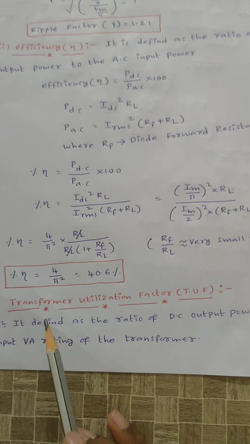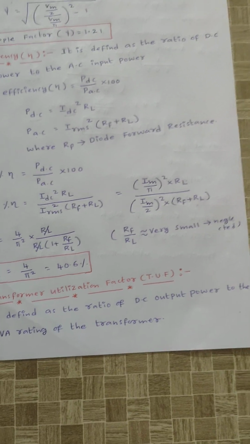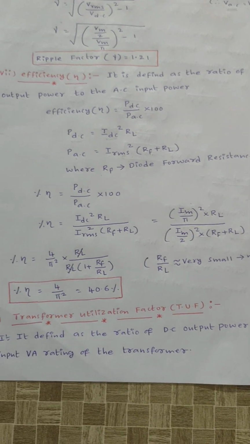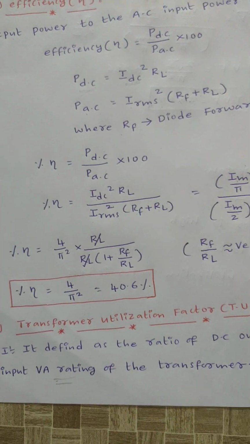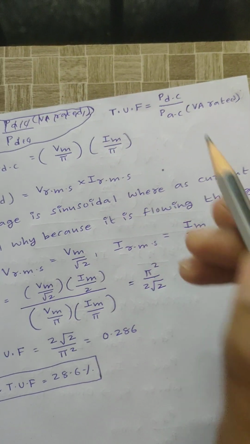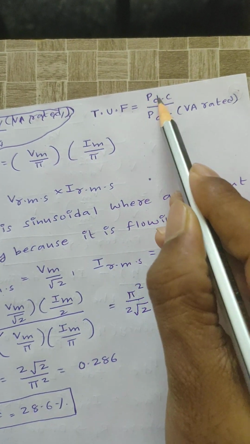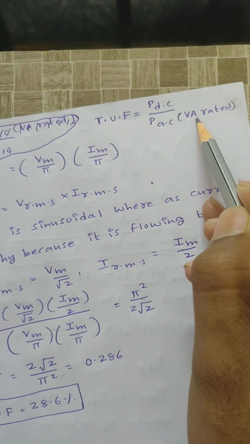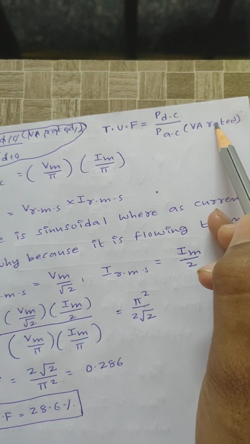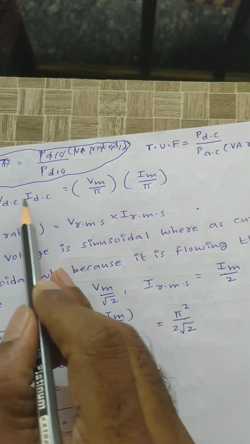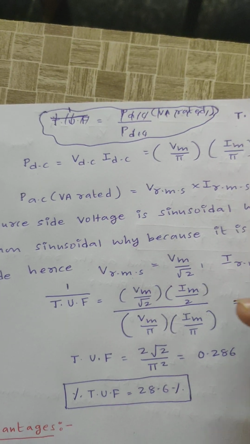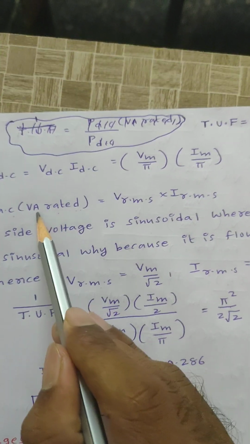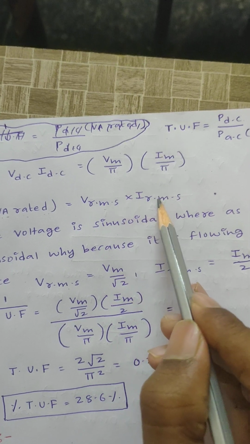Next, the last term will be transformer utilization factor. It is defined as the ratio of DC output power to the input VA rating of the transformer. Now see here, transformer utilization factor is equal to PDC by PAC, the volt ampere rated values. DC power is nothing but VDC into IDC, which can be written as VM by pi into IM by pi, whereas AC power VA, volt ampere rated, is nothing but VRMS into IRMS.